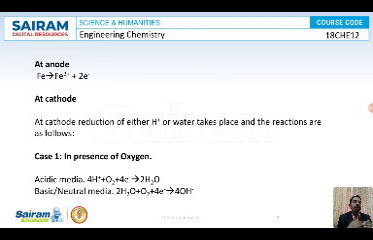So let us see what the cathodic reaction is. The cathodic reaction, as shown here, is reduction of either H+ or water. Let us see one by one. Presence of oxygen: there are two cases again, acidic media and basic or neutral media. In acidic media, H+ in presence of oxygen undergoes reaction to form water molecules. In basic or neutral media, water molecules in presence of oxygen undergo reaction to give hydroxyl ions.